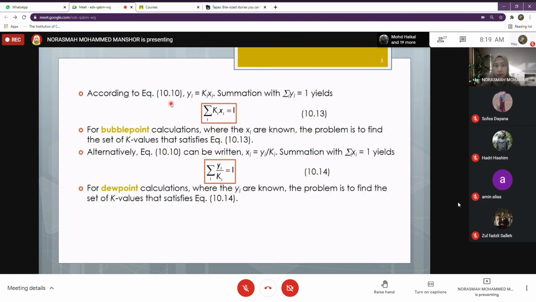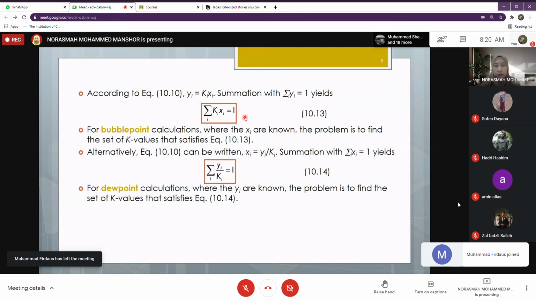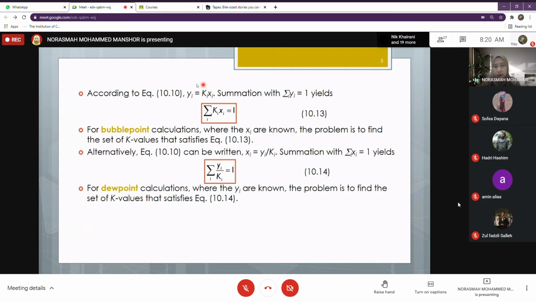From equation 10.10, Yi is equal to Ki Xi. The summation of Yi is equal to 1, so the equation becomes summation Ki Xi equal to 1. This equation is for bubble point calculation, where the Xi are known. So the problem is to find the set of K values that satisfy this equation.